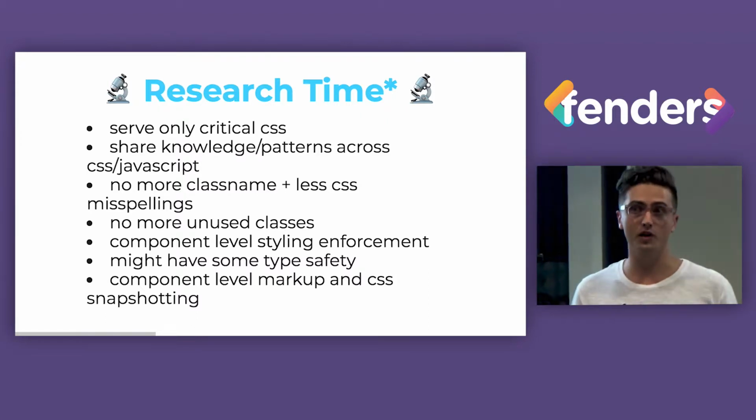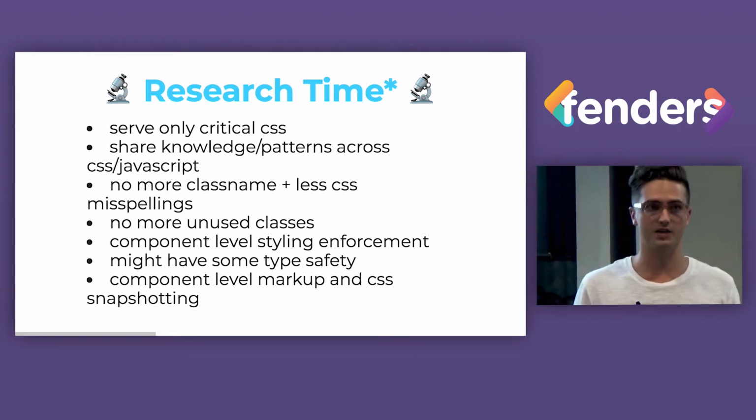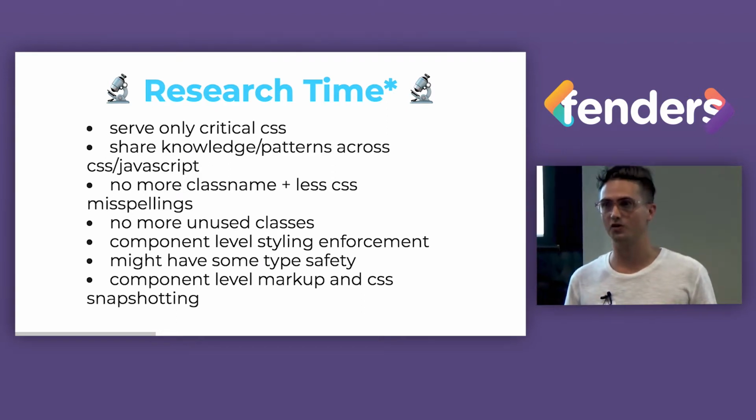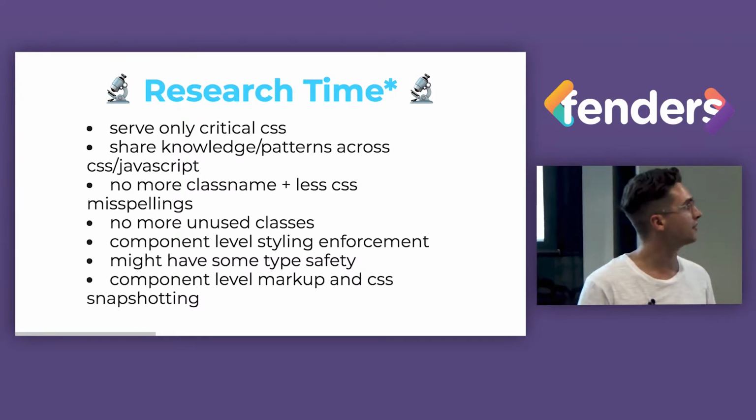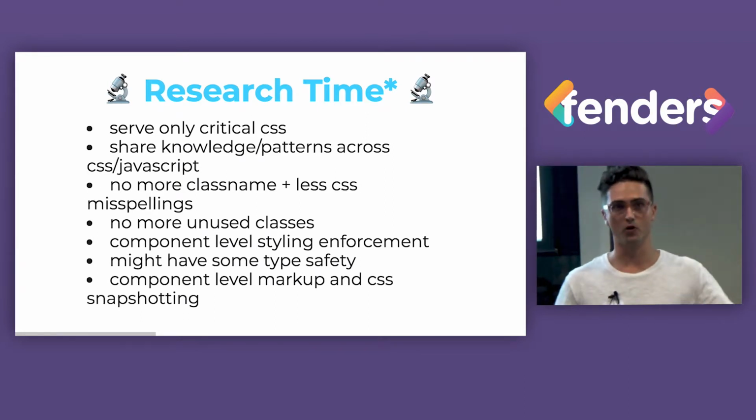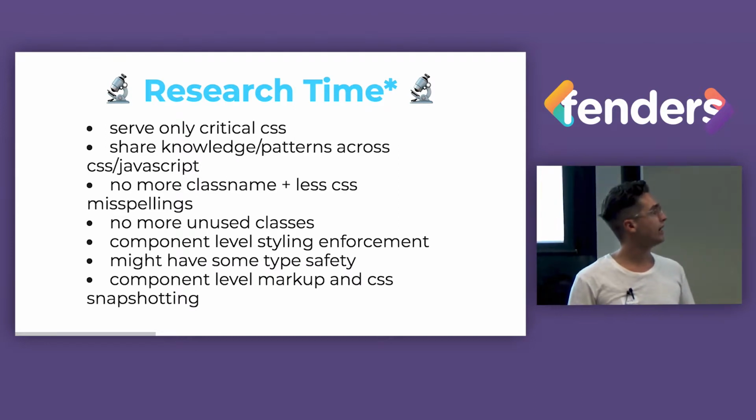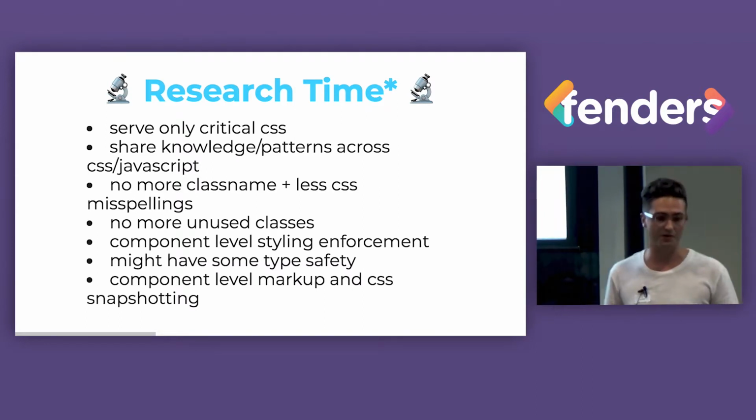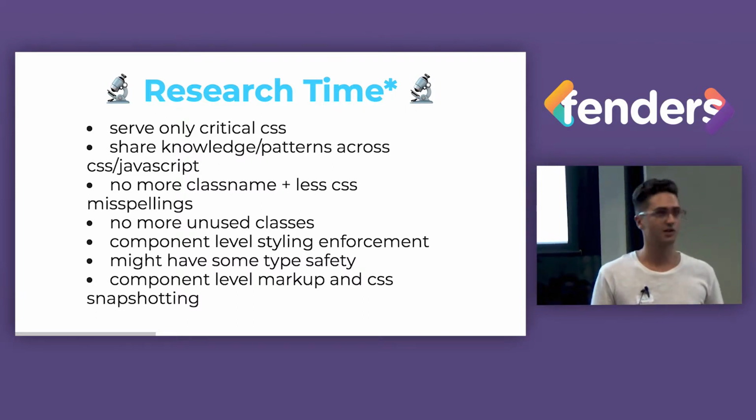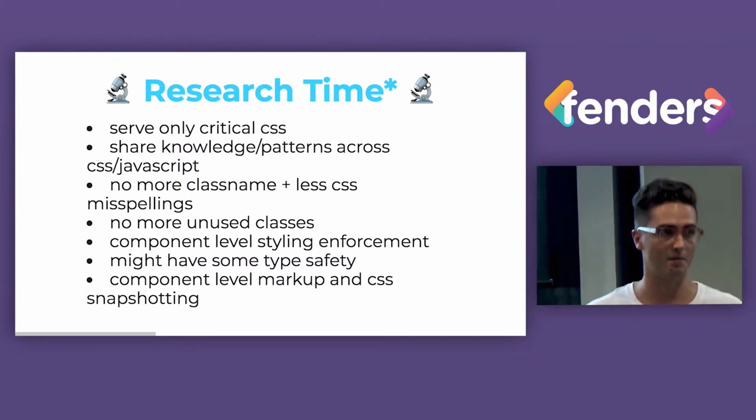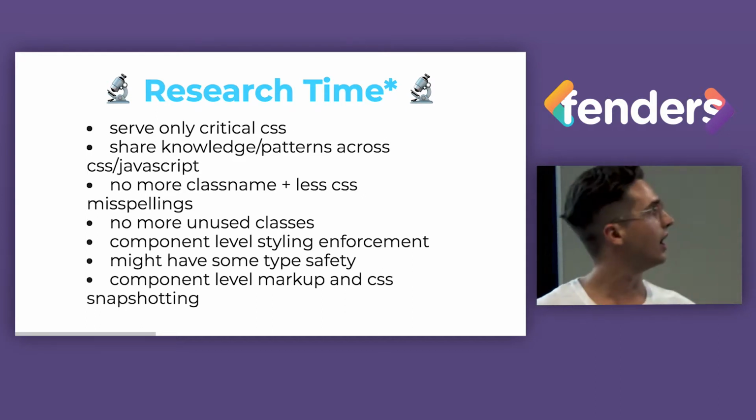No more unused classes. You wouldn't have CSS files with class names that you don't really know where they're being used, and you'd have to do a really thorough search across your whole code base to work that out. And if you've got multiple code bases relying on one another, you've got no chance. We had component level styling enforcement. So as part of the technical solution, it enforced that you were only styling that component, and it made it hard to have styling sort of leak down.